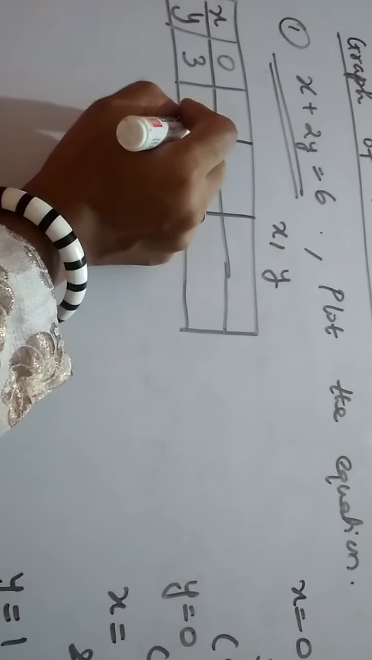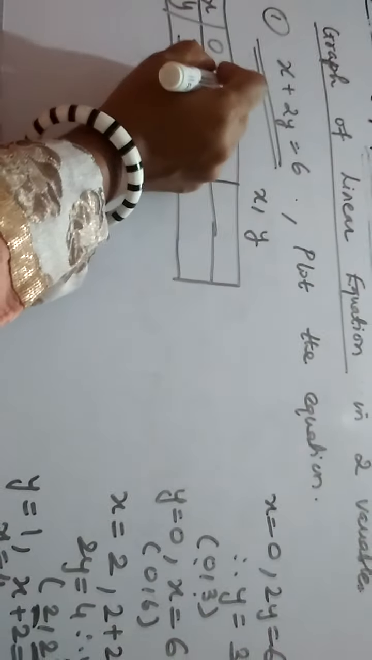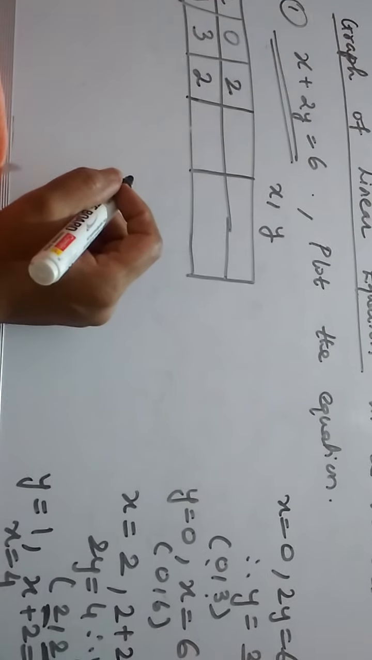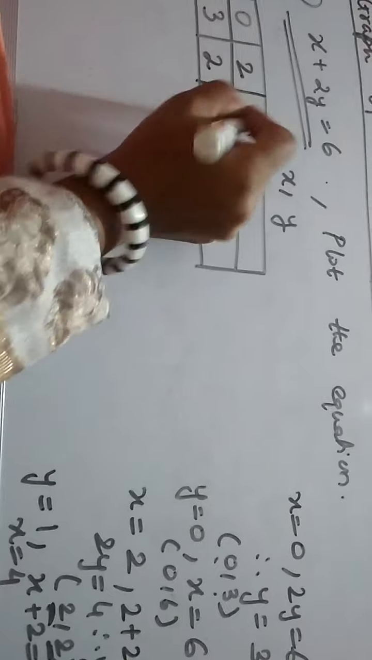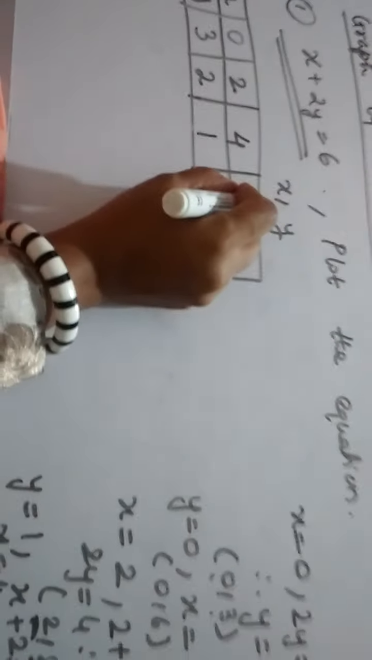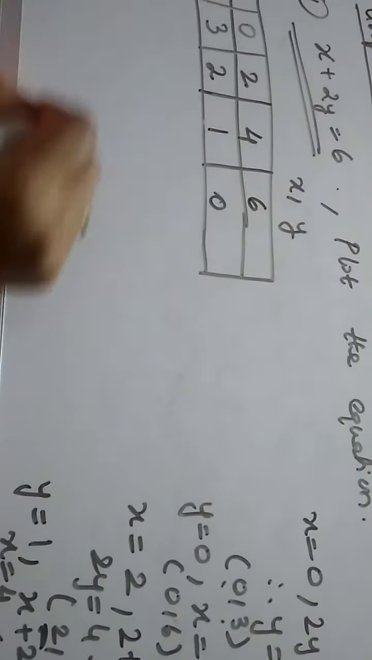What are the other values? For x is equal to 2, y is equal to 2. After 0, I have 0.2, y is also equal to 2. Then, the next value is, say, x is equal to 4. Right? This one. X is equal to 4. What is the value of y? Y is equal to 1. Okay. Then, for x is equal to 6, y is equal to 0.